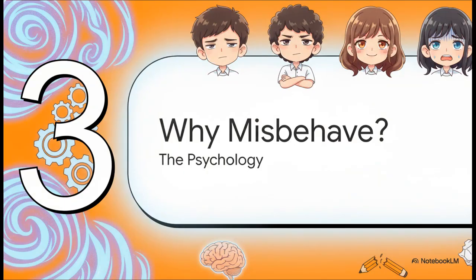All right, section 3, why learners misbehave. Because let's be real, no physical arrangement is totally perfect, and human nature is always going to play its part. So let's shift from the external physical environment to the internal psychology of the student. Why exactly do learners misbehave in the first place?